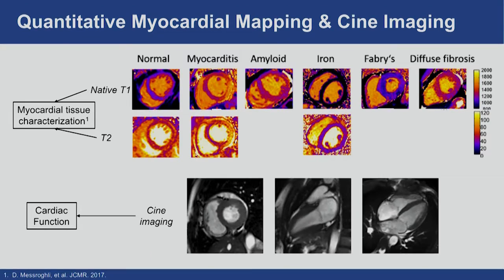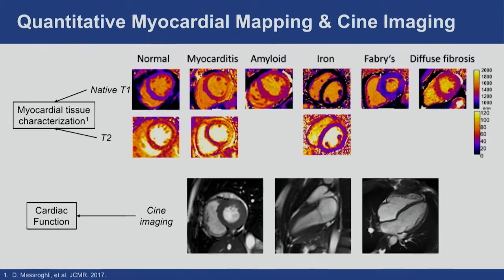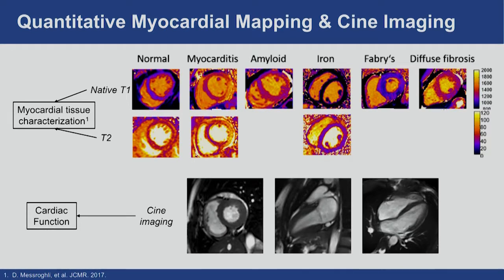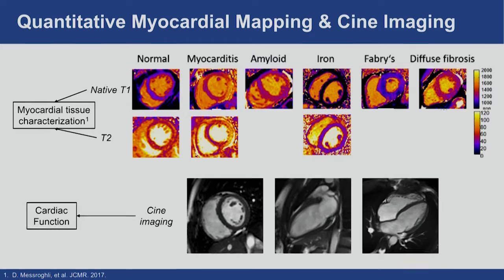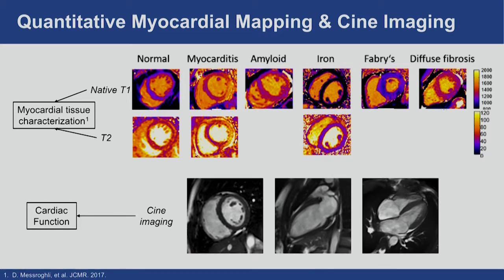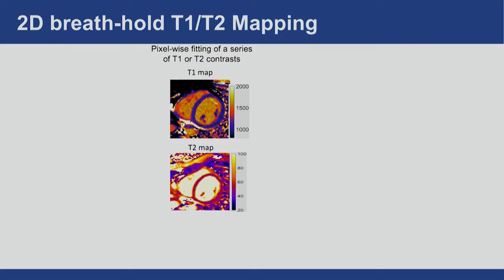Okay, sure, thanks. So as we know, quantitative T1 mapping, including native T1 mapping and T2 mapping, are important myocardial tissue characterization methods for detecting a number of cardiovascular diseases. And Cine imaging is widely used for cardiac function assessment. For T1 and T2 mapping, multi-contrast images are usually required for pixel-wise fitting.